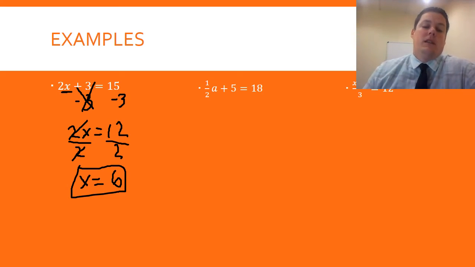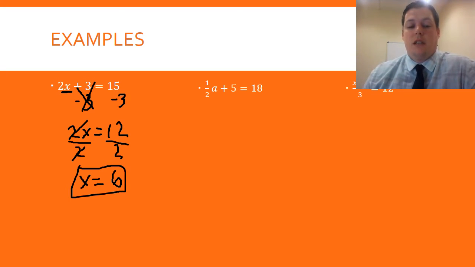Here in the middle, again, we want to undo addition and subtraction first. So we need to move this 5 out of the way since we're isolating this a. So we need to subtract 5 from both sides. Now we have 1/2 a equals 18 minus 5, which is 13.